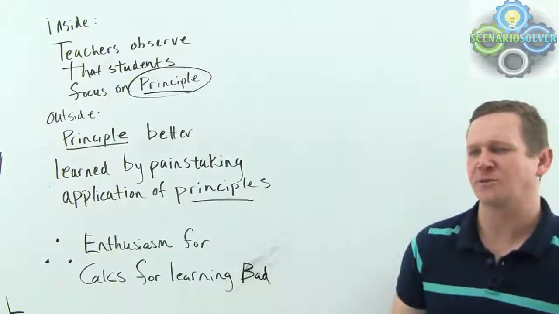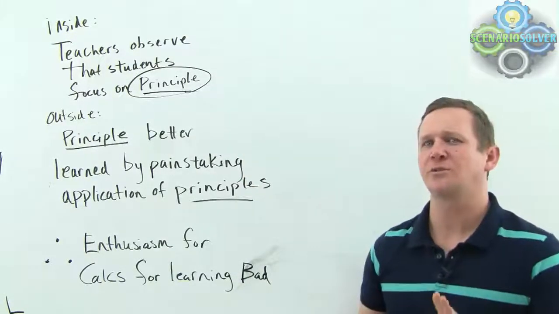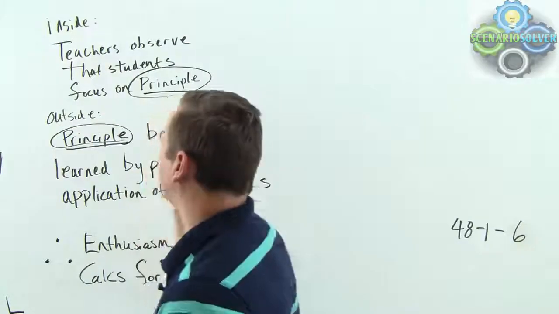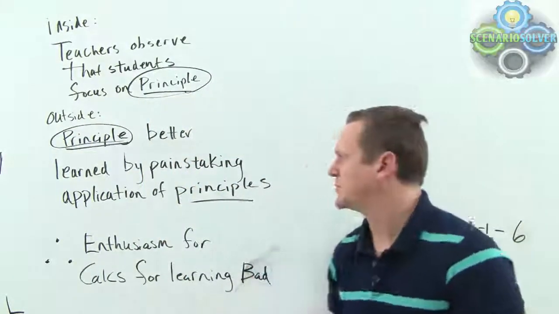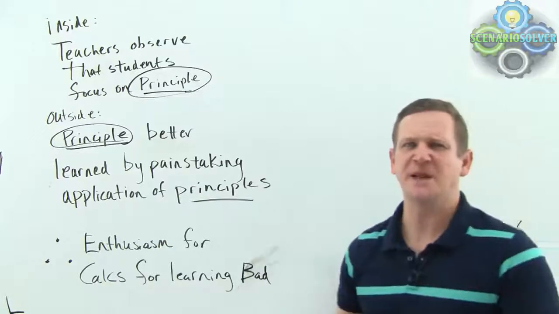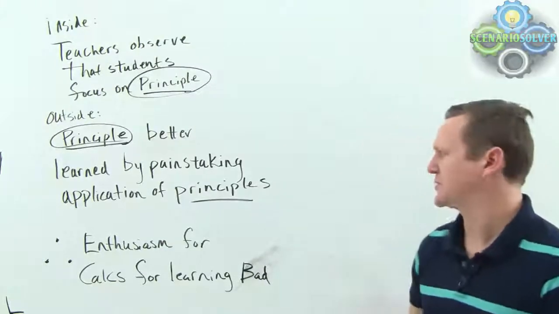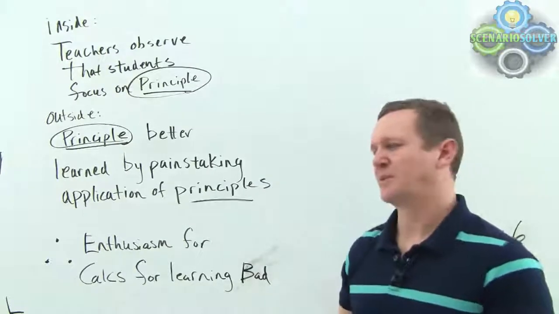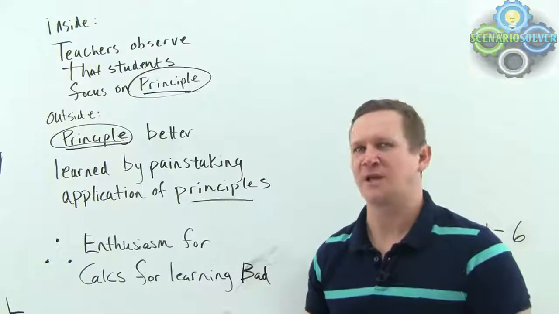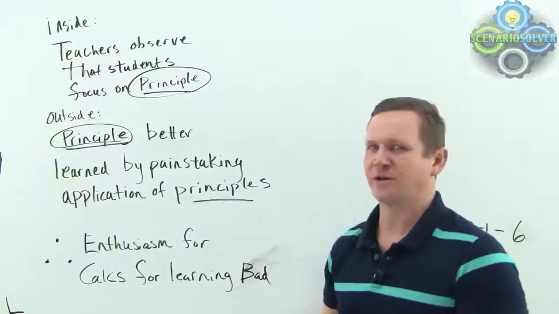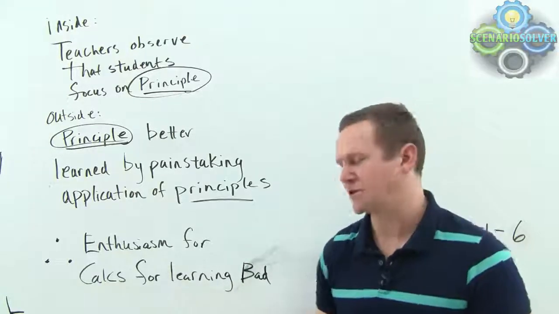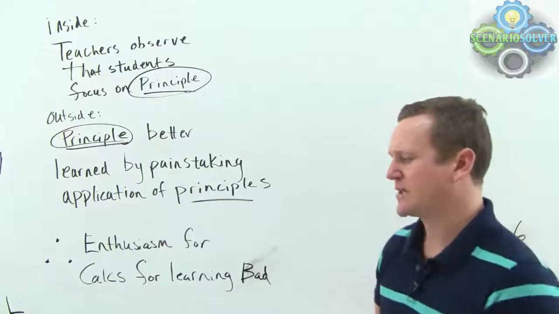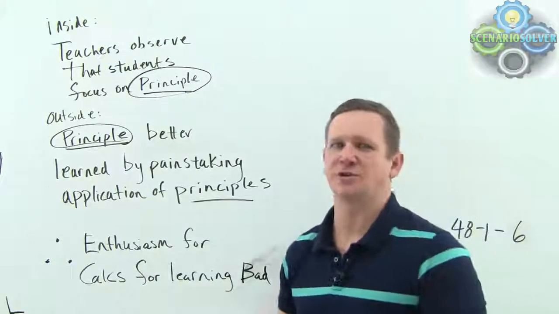And the outside argument says, you know what, you can learn the principles better. So it's all about the principles in this thing. You can learn the principles better by painstaking application of those principles. In a nutshell, in that algebra class we all took, they make us do the calculations. We can't have a calculator there unless it's just some horrendous calculation. And that's why we shouldn't encourage the use.